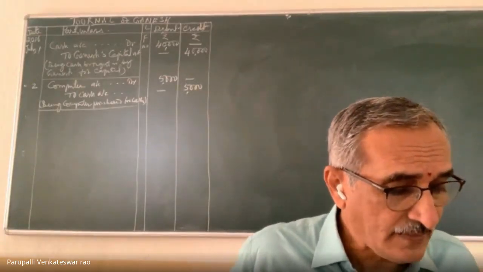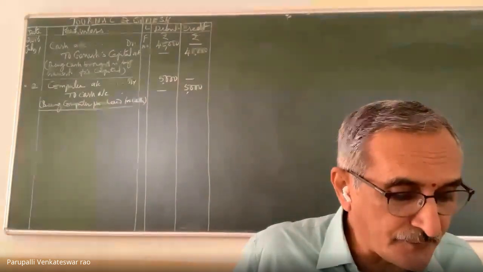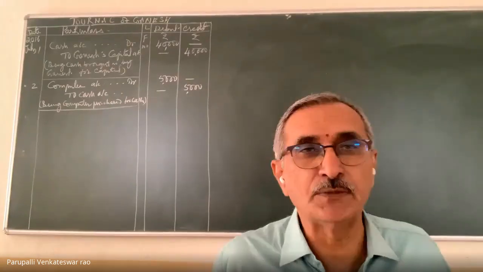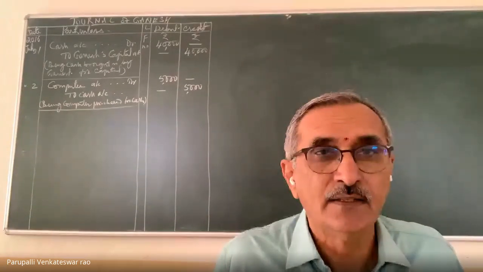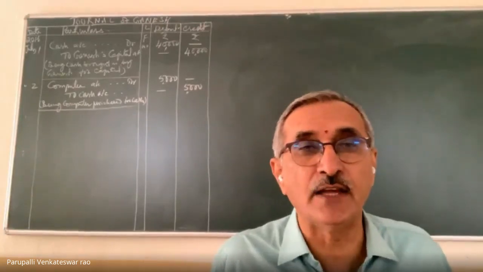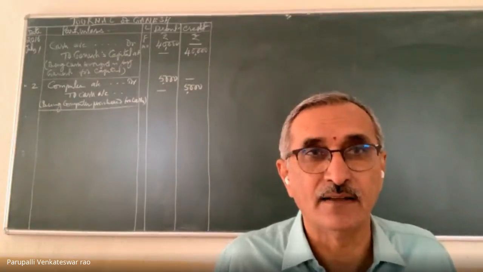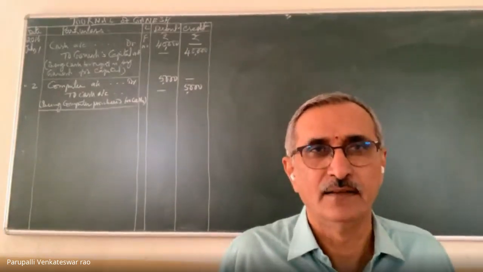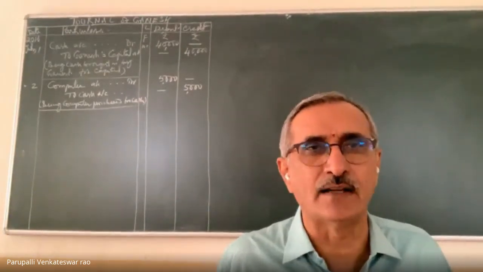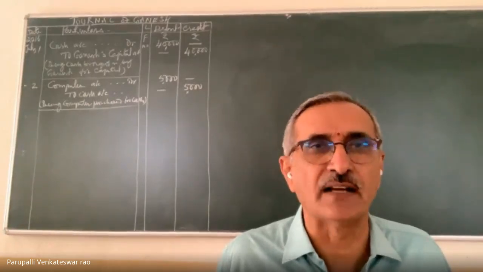Next one, on 5th, look here. Goods purchased from Shankar, 6,000. Goods purchased from Shankar, rupees 6,000. So here cash is not mentioned. This is also a purchase of goods on credit. No cash is mentioned, Shankar's name is given. Cash payment is not given. So it is a credit transaction. Purchased goods on credit from Shankar.